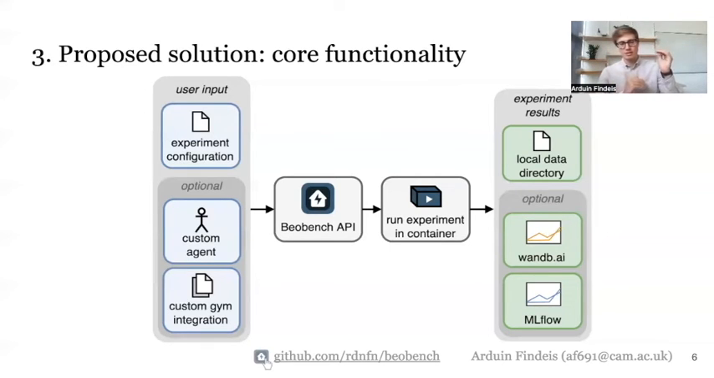So given all of this user input, you pass this into the Beobench API, which then checks, is there an experiment container image already available that would fit the experiment configuration it got? If it doesn't exist, it will build it. Otherwise, it will just skip that build, and then it will run the experiment in a container. Then at the other end, the user gets the experiment results either in a local data directory or on experiment tracking servers, like Weights and Biases. But the key thing here is the user doesn't really need to worry about the Docker part of things. You don't need to deal with Docker containers directly. This is all handled in the background.